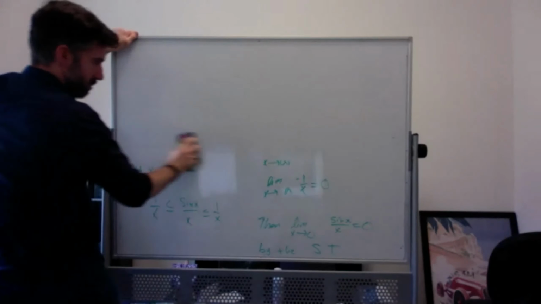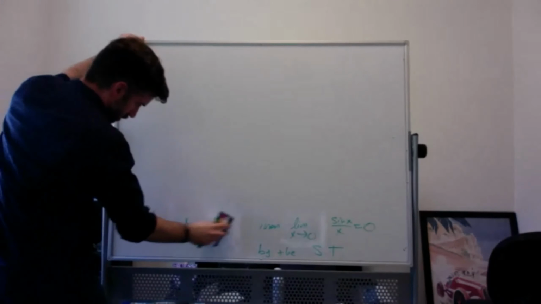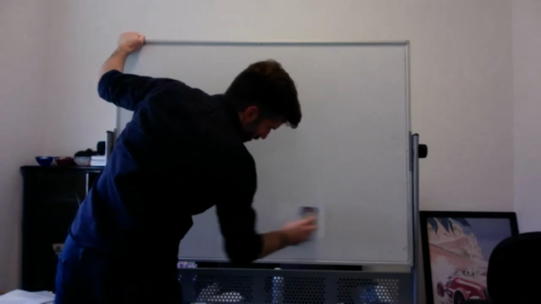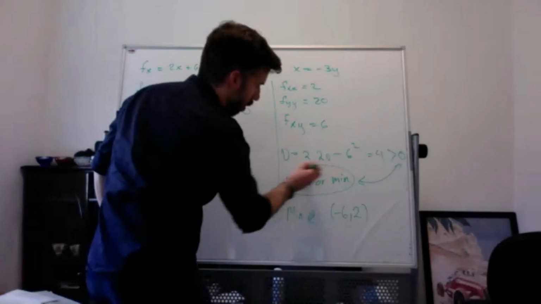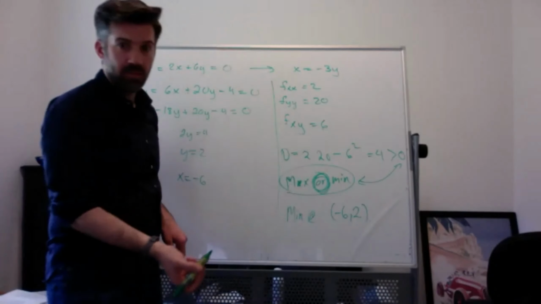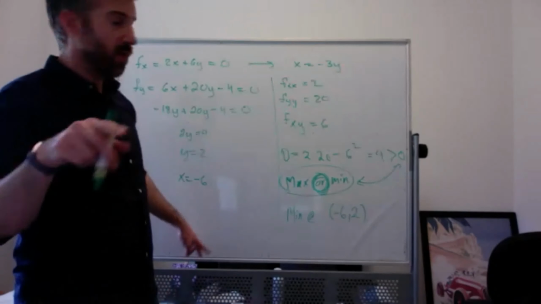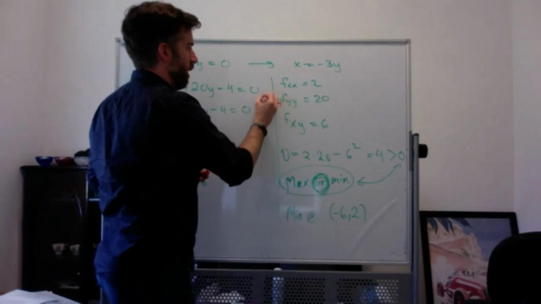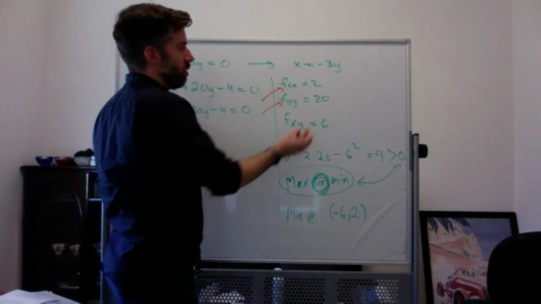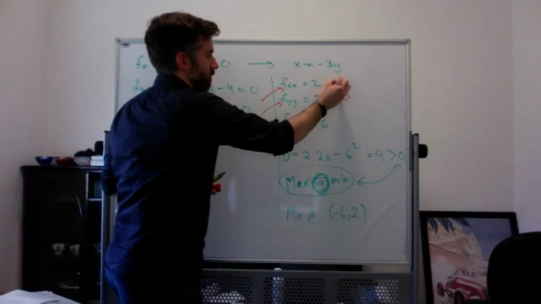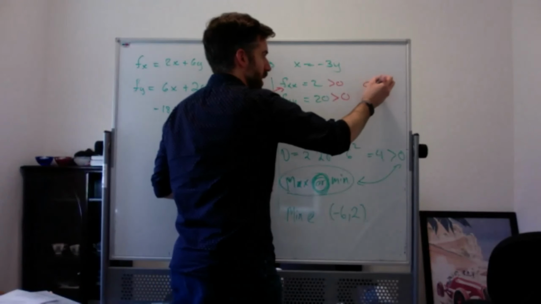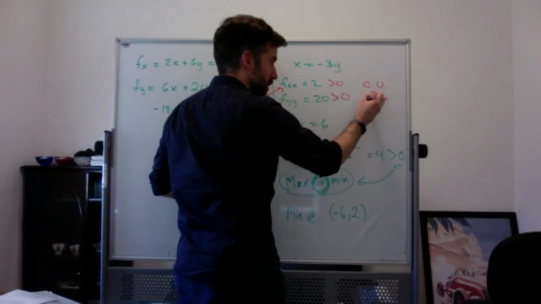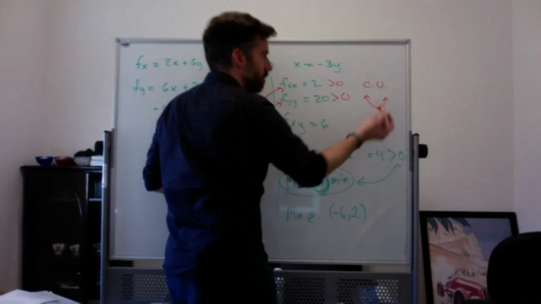So whenever D is greater than 0, it's a maximum or a minimum, and you have to do more inspection. So if you get D being greater than 0, then you look back at fyy or fxx. And you say, oh, these are also positive. That means it's concave up, like a cup, which means we have a minimum.